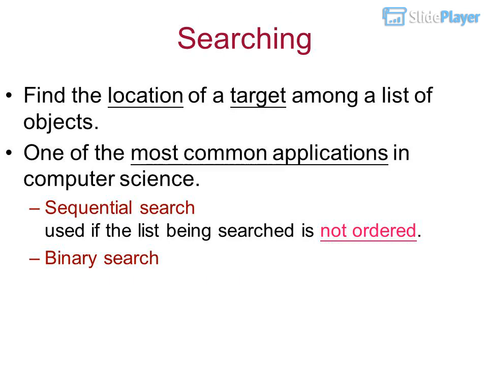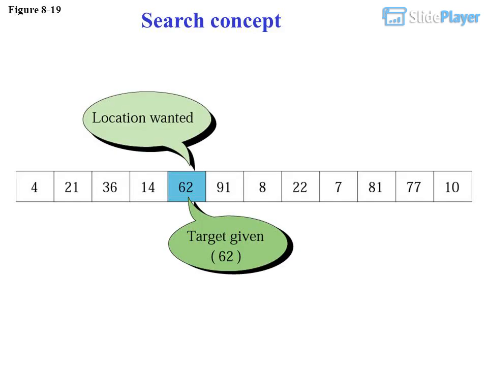Searching. Find the location of a target among a list of objects. One of the most common applications in computer science. Sequential search is used if the list being searched is not ordered. Binary search. Figure 8.19. Search concept.